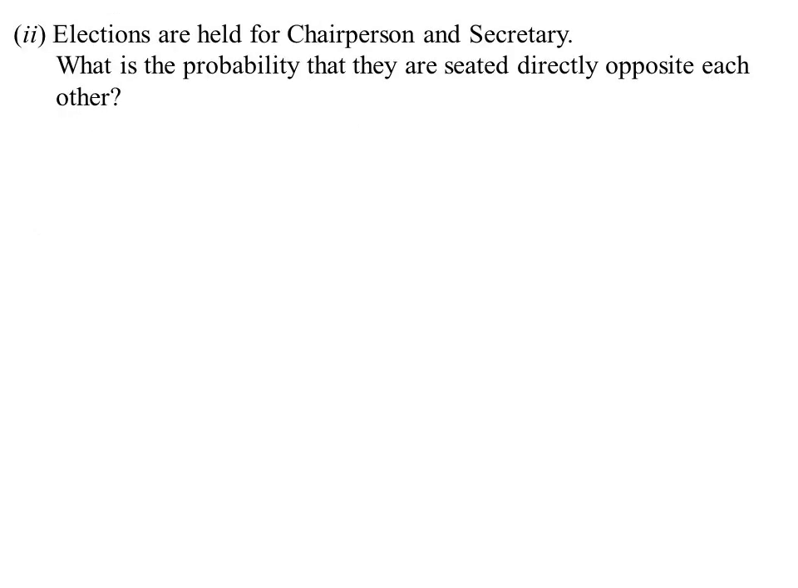We're going to hold elections now for the chairperson and the secretary. What's the probability that they're seated directly opposite each other in this circle? Well, if there were no restrictions, we're going to need to know that because it's a probability question. So I want to know the total number with no restrictions. 10 people in a circle, 9 factorial, 1 less.